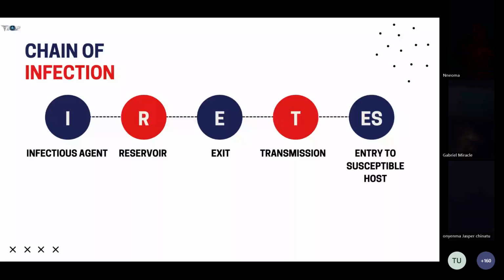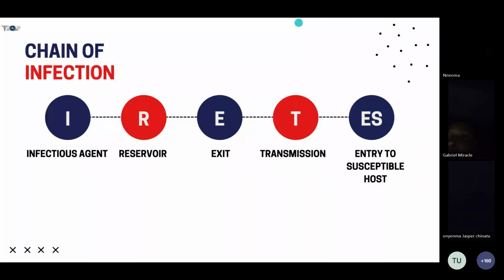Now, after the portal of exit, there's something called the mode of transmission. I will give a very good example after explaining this. Then there's entry to susceptibles. Now I'm going to use COVID-19 as an example. Please, if you know COVID-19, kindly type in the chat box. How many of you know COVID-19?